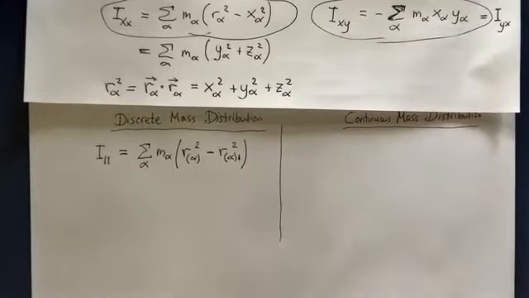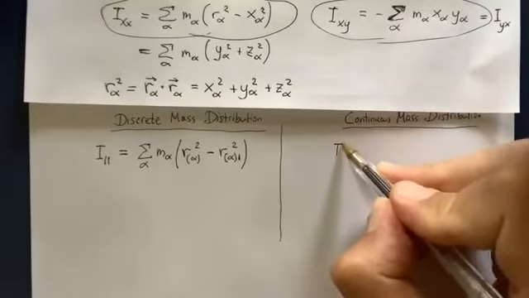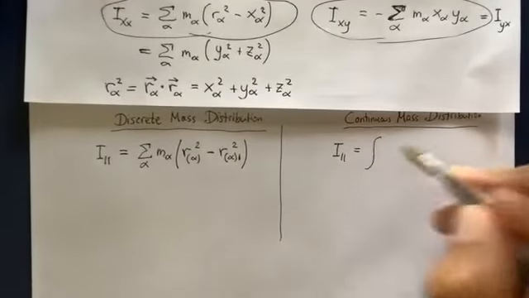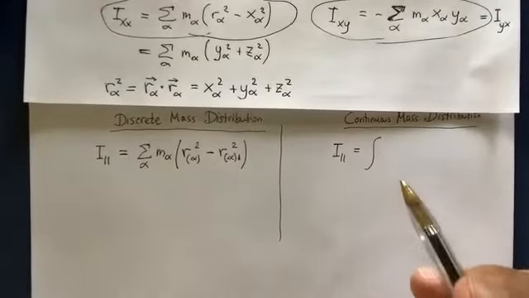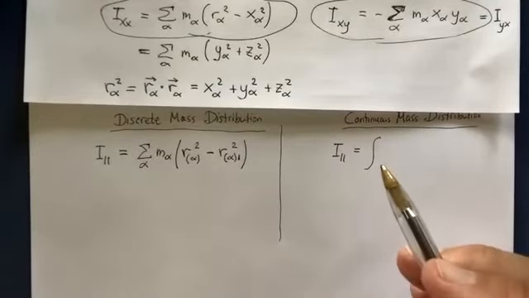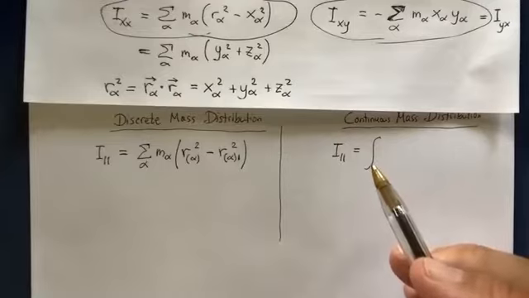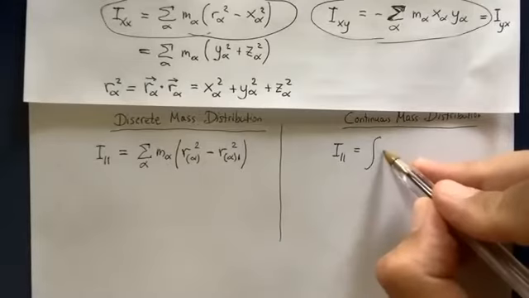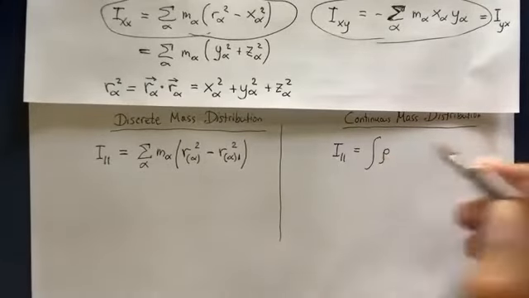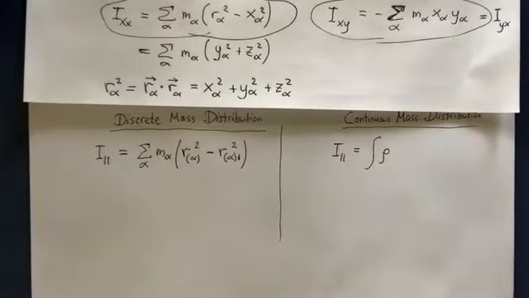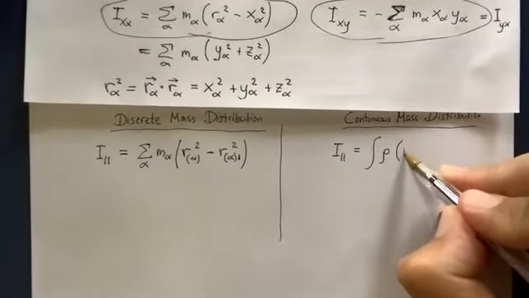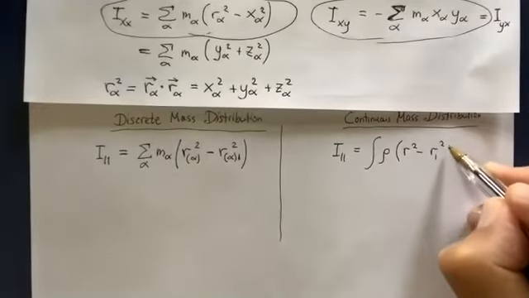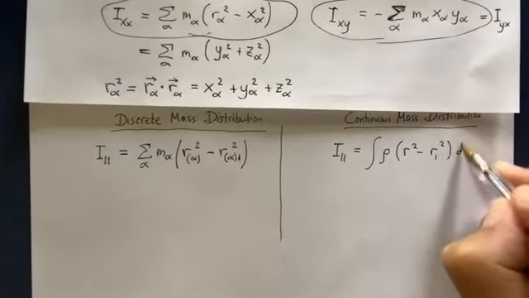Let's look at the same thing for a continuous mass distribution. So here, the organizational principle is a little bit different. We're going to simply integrate over all space. If there's no mass there, it's okay. That just means rho is 0. So we use rho as the familiar volume mass density. So we're integrating, and look how nice this becomes. We just have r squared minus r1 squared dV.